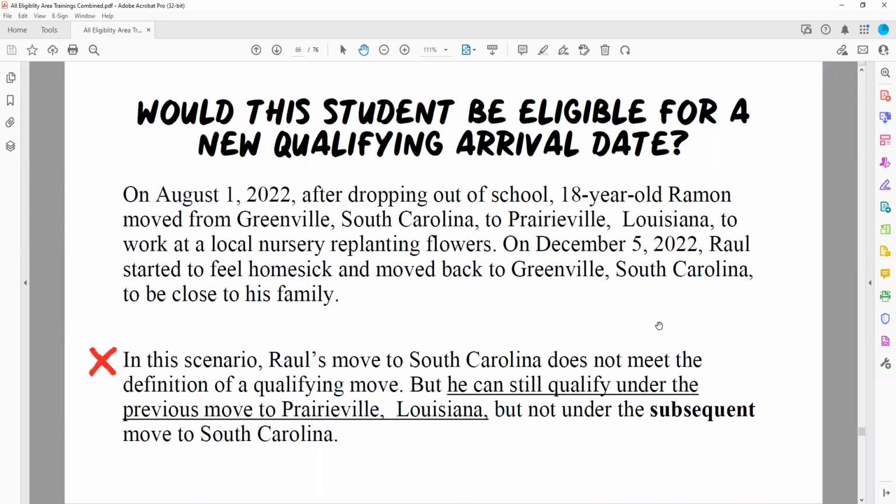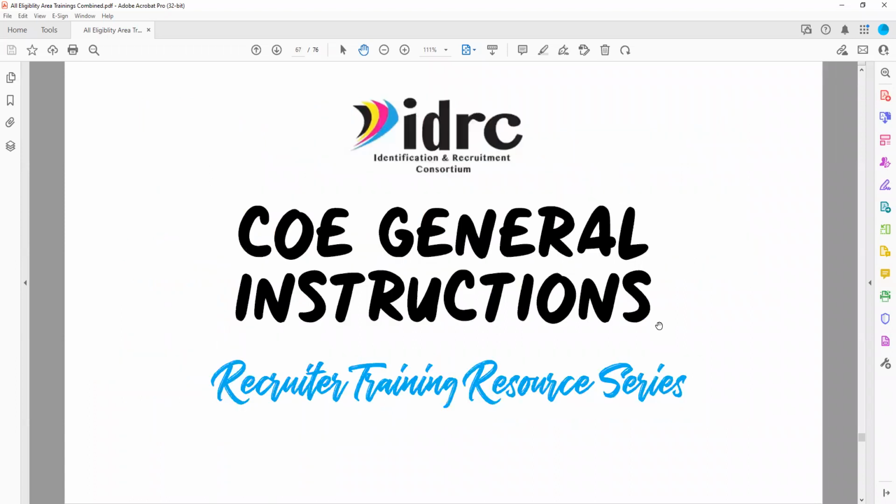Now he can be eligible on that move that he made to the nursery, but you're trying to figure out if there's a new QAD, or new qualifying arrival date, in December because he's made another move. But it says here in this scenario, Ramon's move to South Carolina does not meet the definition of a qualifying move, but he can still qualify under the previous move to Prairieville, Louisiana, but not under the subsequent move. So this move that he made back home was because he was homesick. It wasn't due to economic necessity. So that wouldn't be a new qualifying subsequent move, but you could qualify him on that original move that he made to Louisiana.